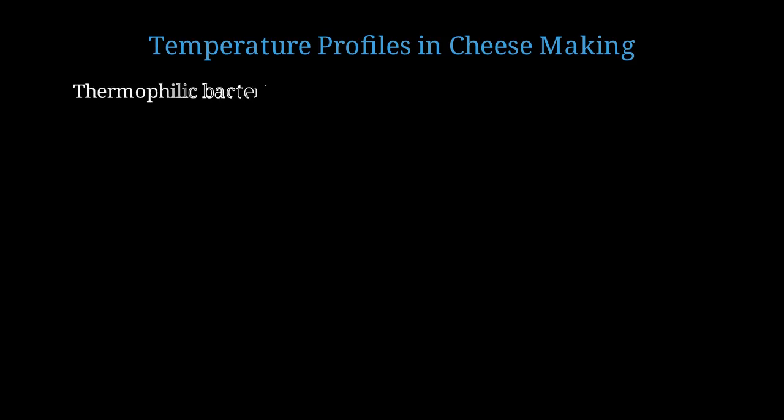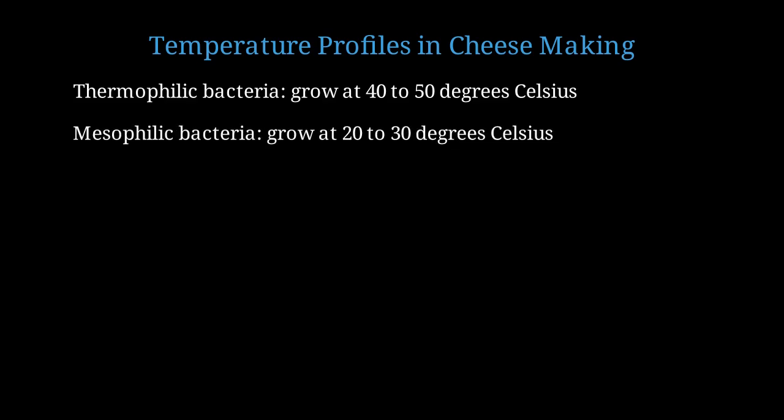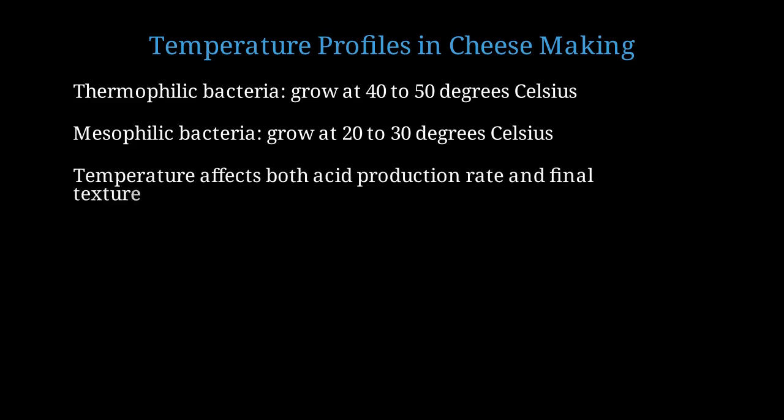Why? Thermophilic bacteria like Streptococcus thermophilus and Lactobacillus helveticus thrive at 40 to 50 degrees Celsius. These are used for hard cheeses like Parmesan and Gruyere. Mesophilic bacteria like Lactococcus lactis prefer 20 to 30 degrees Celsius. These produce cheeses like cheddar and Gouda. Higher temperatures accelerate acid production, but also affect protein-protein interactions and water retention, ultimately determining cheese texture.